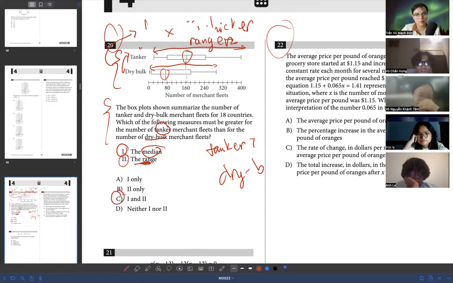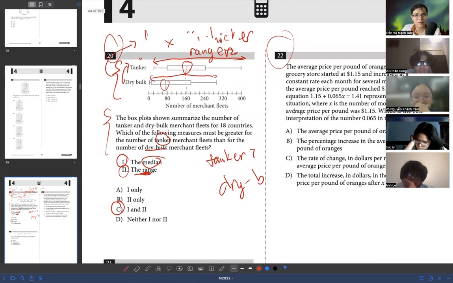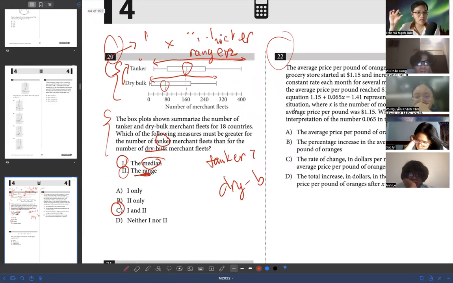Take that in mind, and don't get it wrong ever again, because it's very simple. You're just gonna have to know the definition, and you're just gonna have to know the special attributes, the special values on this box and whisker. All right, the next one.